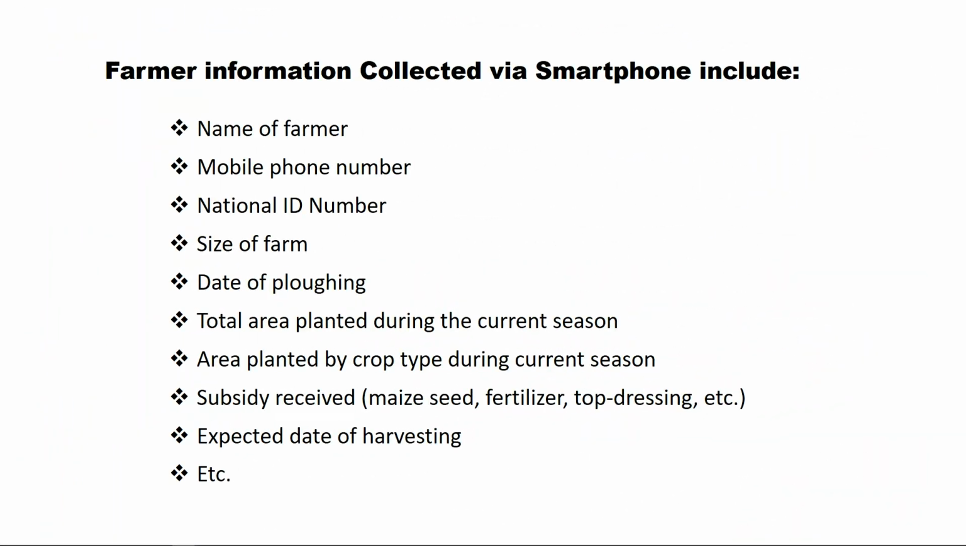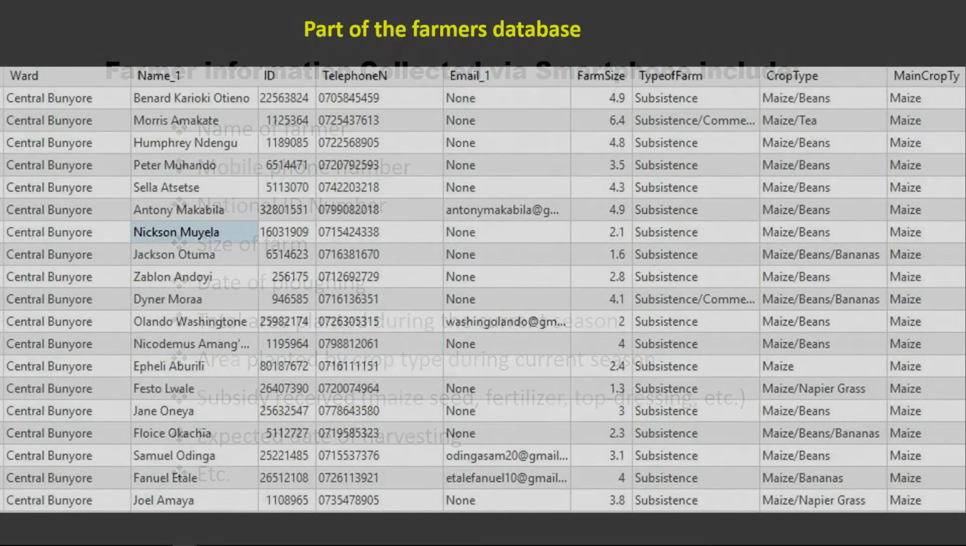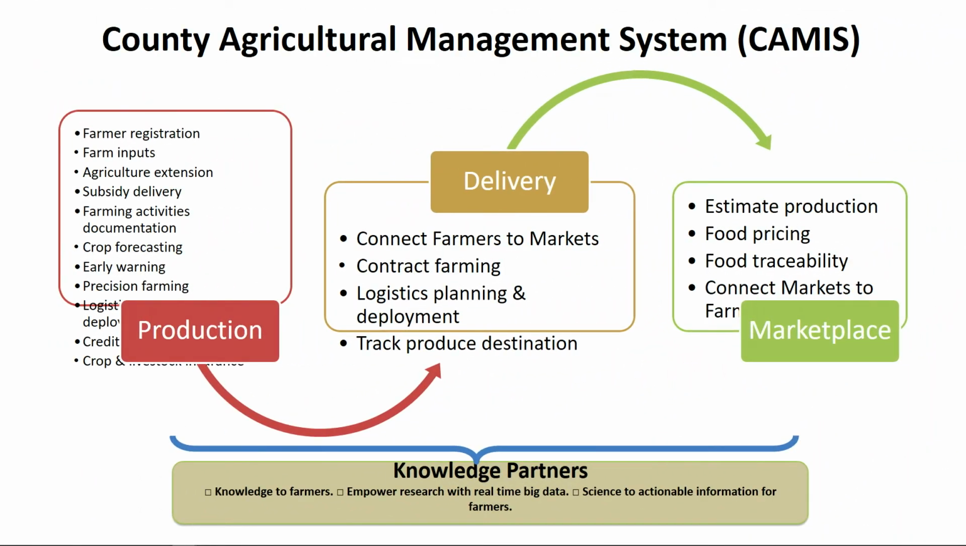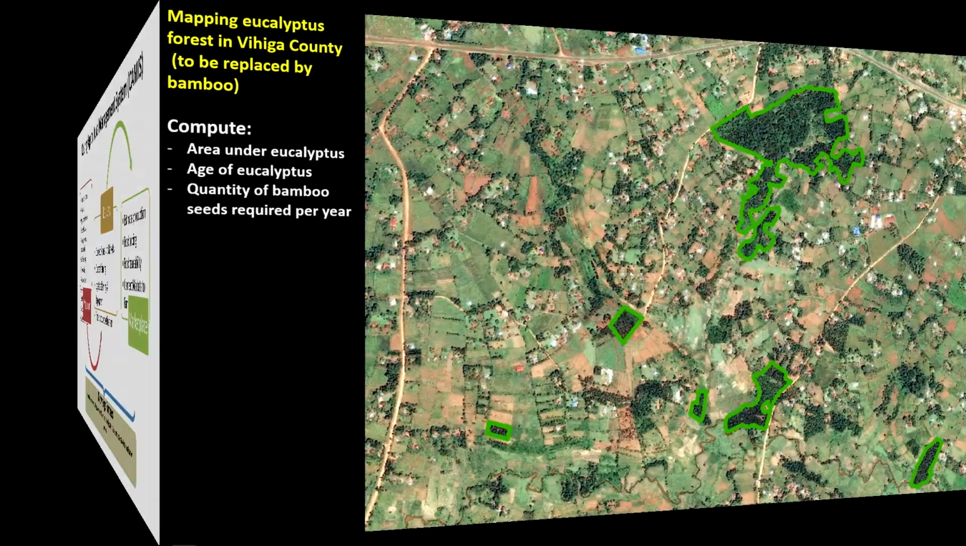So that's some of the data we get from the farmers, and using that data, you can now map all your farmers, know them by name, and know what their requirements are, and be able to give them agricultural inputs and other subventions. And we've developed very detailed data. So in agriculture, this is the type of system we have developed, the County Agricultural Management System, which looks at production, delivery, and the marketplace.